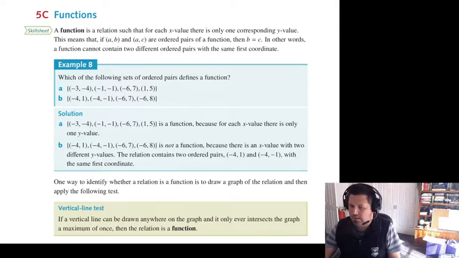We are looking at exercise 5C today and looking at functions. One of the first things that you need to know is how to work out and determine whether something is a function or not. Here is how we can go about it.